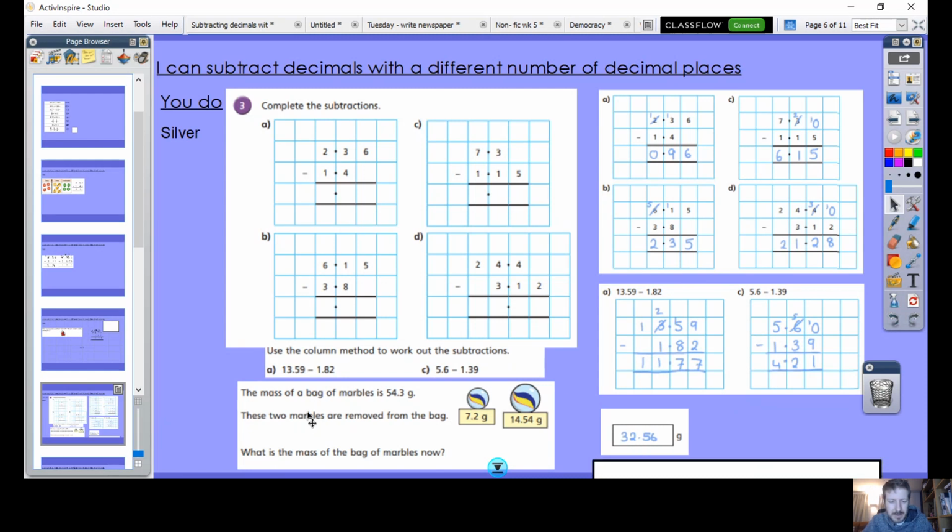So the mass of a bag of marbles is 54.3 grams. These two marbles are removed from the bag. What is the mass of the bag of marbles now? So you needed to subtract these two marbles from the mass of the bag, and that hopefully left you with 32.56 grams. Again, important to include the grams.